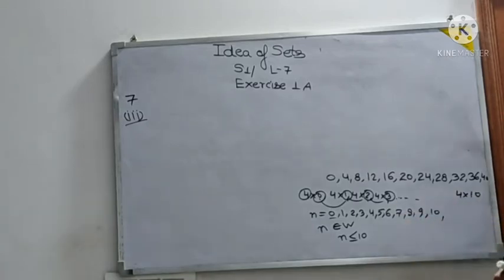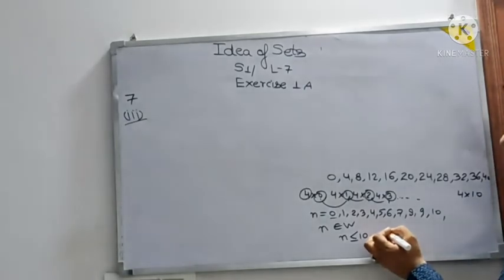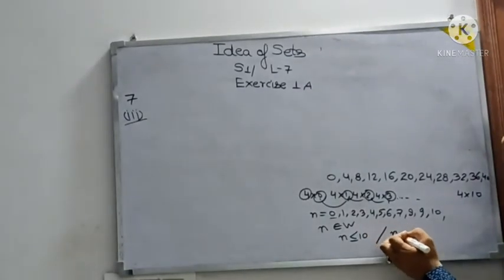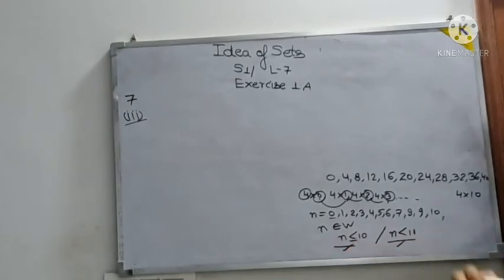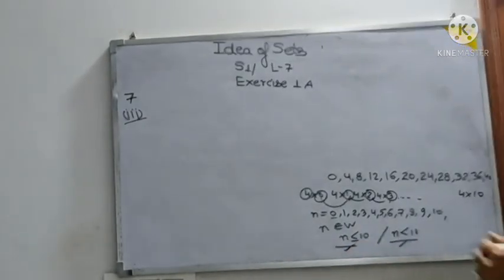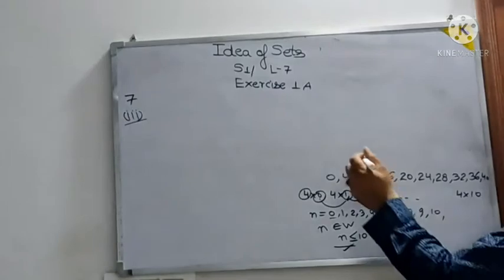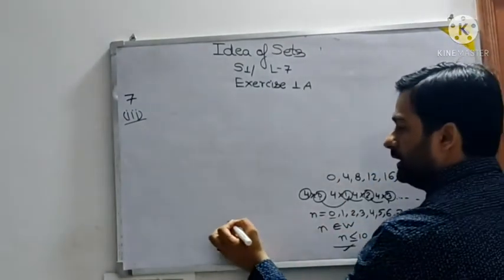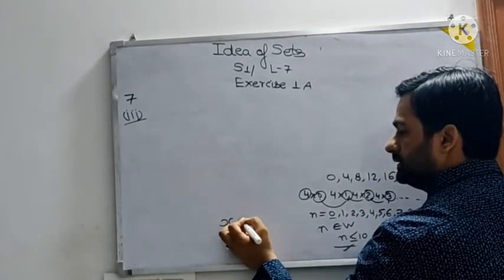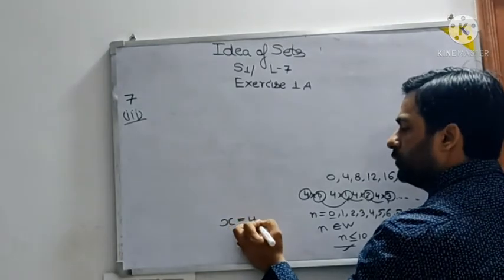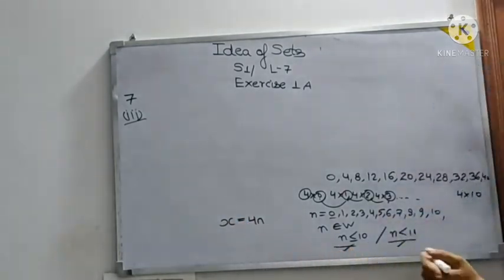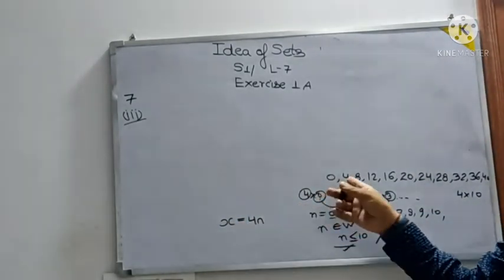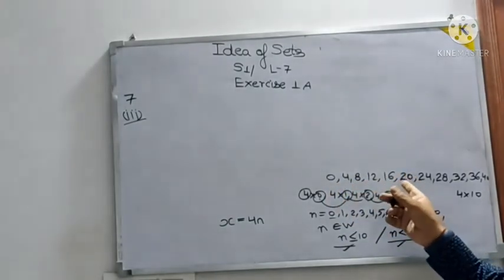Now see, n is less than or equal to 10. This can also be written as n is less than 11. Both are equally correct. So have you got the relationship? What will the relationship be? That I should write here only. X is equal to what? Can I say 4n? N is 0, x is 0. N is 1, x is 4. N is 2, x is 8.